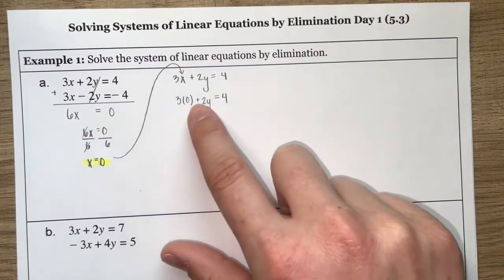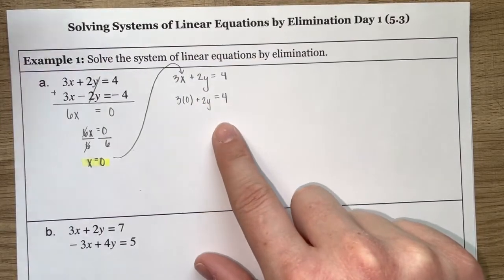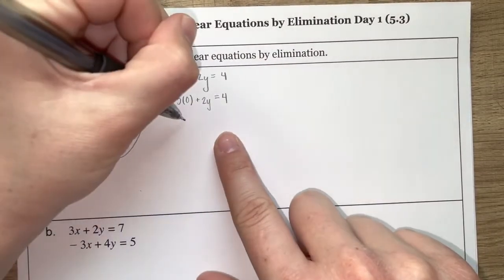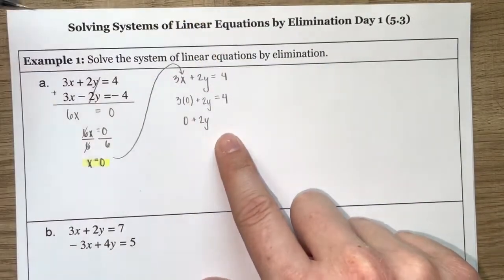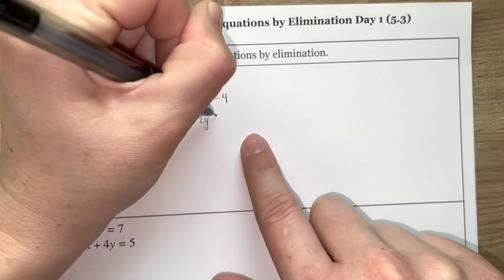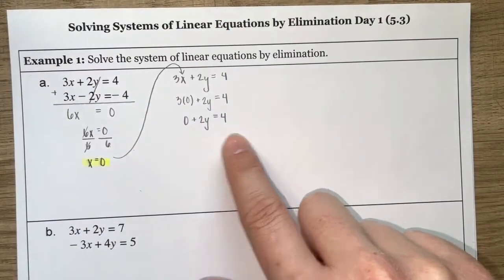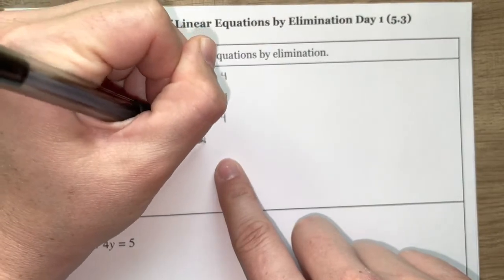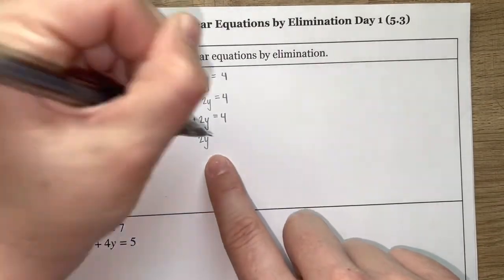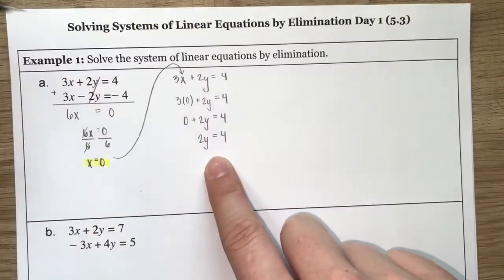And then now we can simplify this equation to solve for y. So 3 times 0, that's just 0, plus 2y equals 4, just bringing down the rest of the equation. 0 plus 2y is still just 2y. So altogether 2y equals 4.